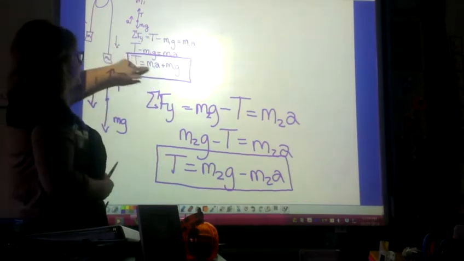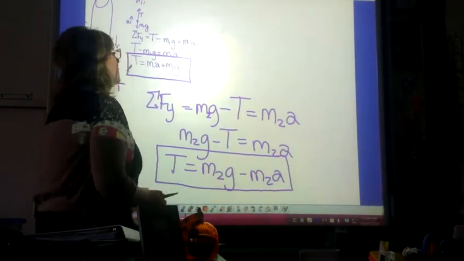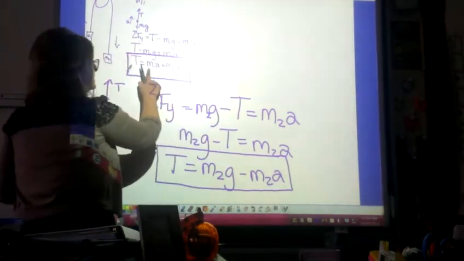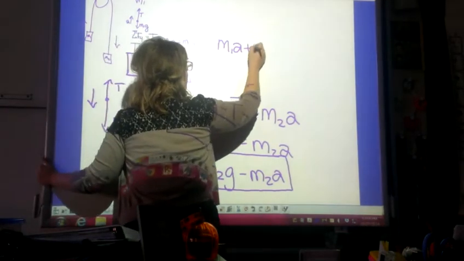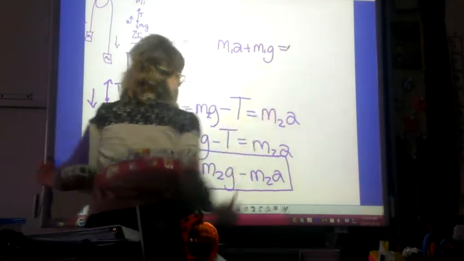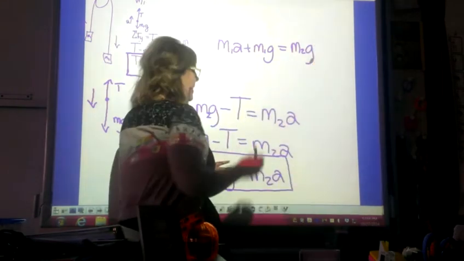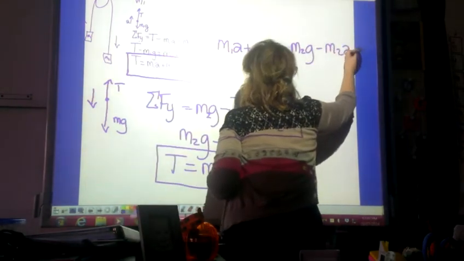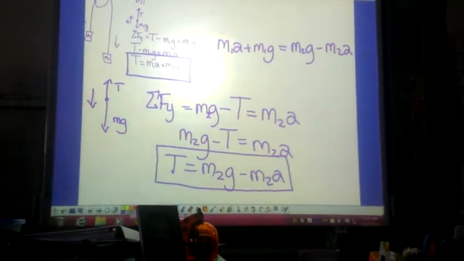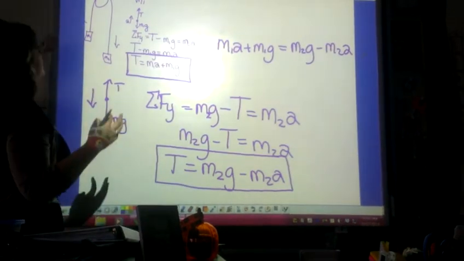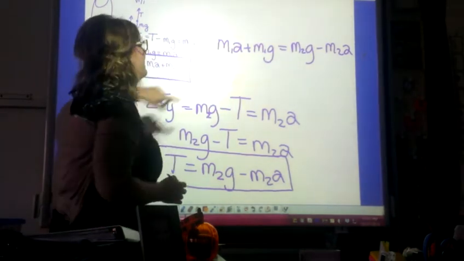So if I know that tension equals this for mass 1 and tension equals this for mass 2, how about I just set them equal to each other? So tension here is M1A plus M1G. So M1A plus M1G equals the tension here, M2G minus M2A. Why did I do that again? I did that because their accelerations are the same and the tension on either side of them should also be the same because they're connected. They're a system overall.